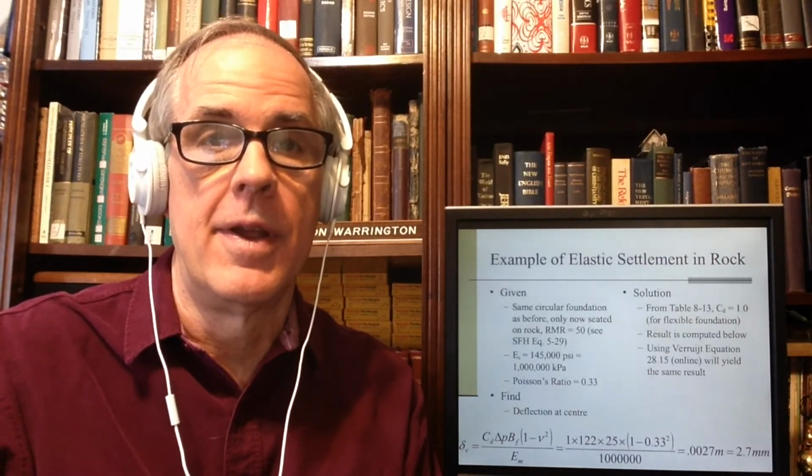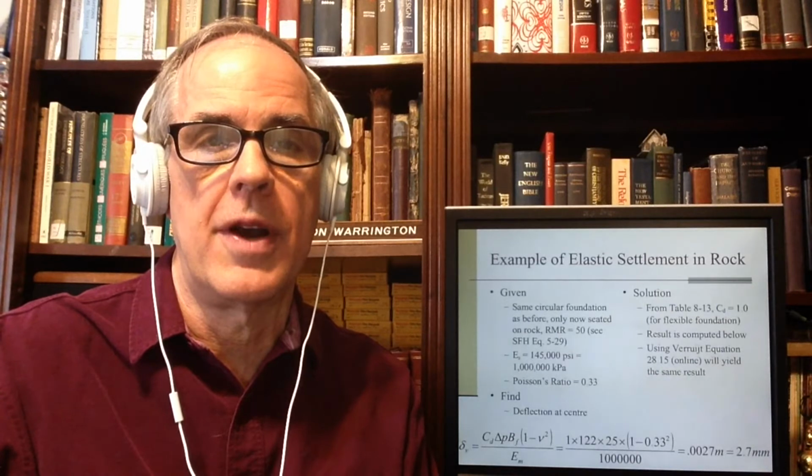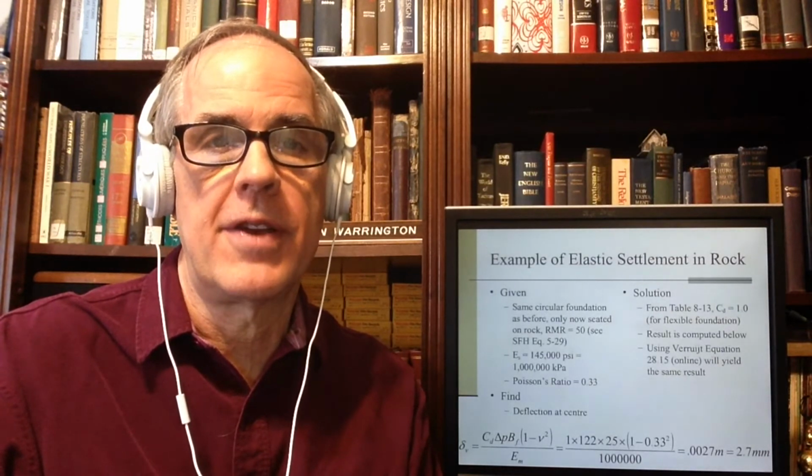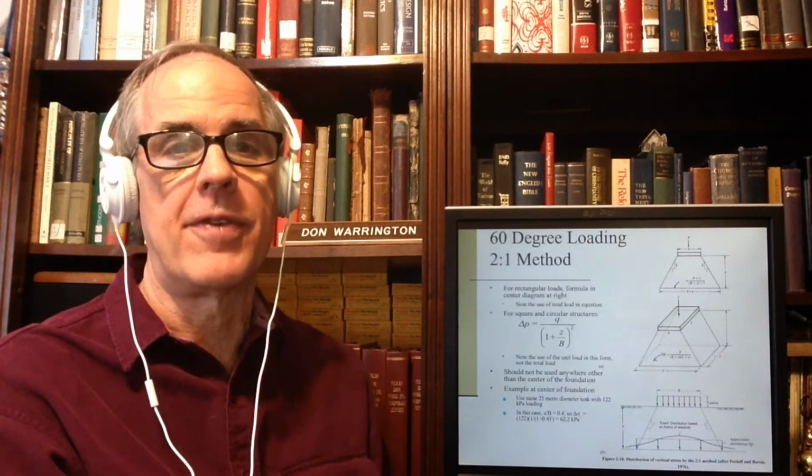Of course, what is not much depends entirely upon the structure. We're going to look at this in foundations, but the requirements for limiting deflections and settlements vary according to the type of structure, what's adjacent to it, and how it has to line up with everything else. Sometimes those limits can be very narrow, and sometimes very, very wide. The 60-degree method, or the 2-to-1, is sort of a back of the envelope thing.